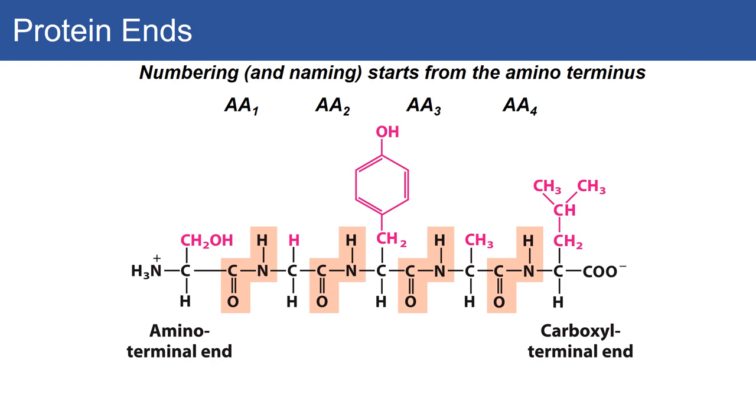The interesting part about this is that for every slot, there are 20 options. So for slot number 1, there's 20 options. For slot number 2, there's 20 options. And so this grows pretty quickly. There are 400 combinations for a dipeptide. There are 8,000 for a tripeptide. For n number of amino acids, there's 20 to the nth.